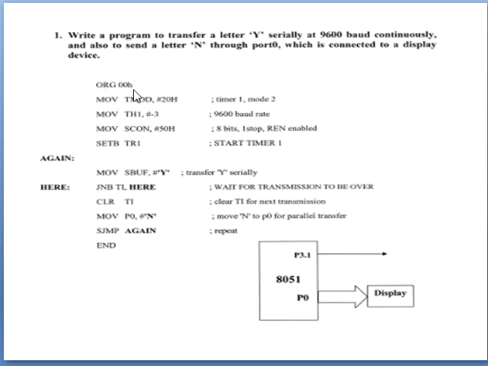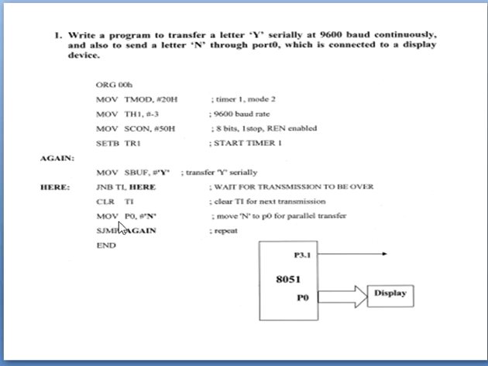It will start with ORG 00H. Then move TMOD comma 20H, in the sense we are selecting timer 1 and mode 2. Then move TH1 comma minus 3, because we want the 9600 baud rate. Then move SCON comma 50H, so that we have 8 bits, 1 stop bit, REN enabled. Then set TR1, so we have started the timer. Then move SBUF comma the first character, that is Y. Then all the bits of the character Y will be read here.